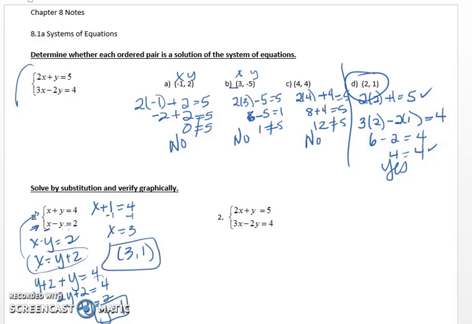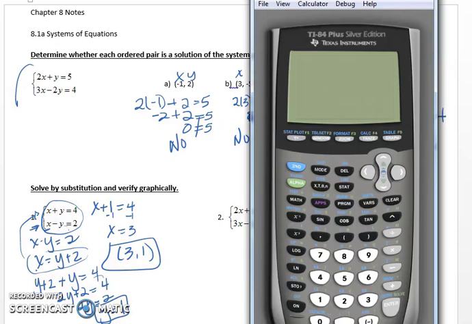Now it says to verify graphically. So in order to do that, I'm going to take these two equations and solve them for y and put them in my y equals. If I look at my calculator, I've gone ahead and solved that first one for y. So I just subtract x from both sides and I get negative x plus 4. The second equation, I solve it for y and I ended up with x minus 2. So they're in there.